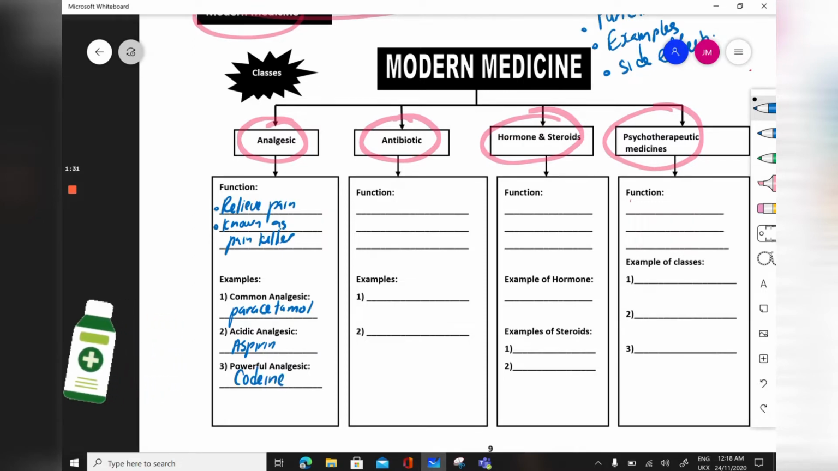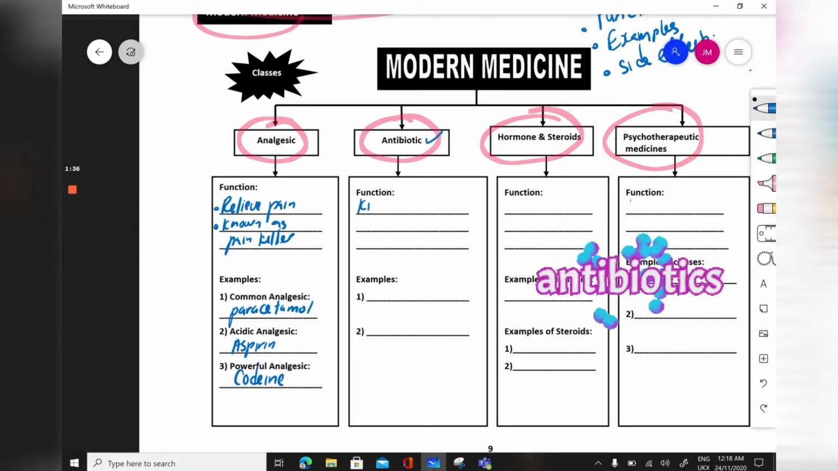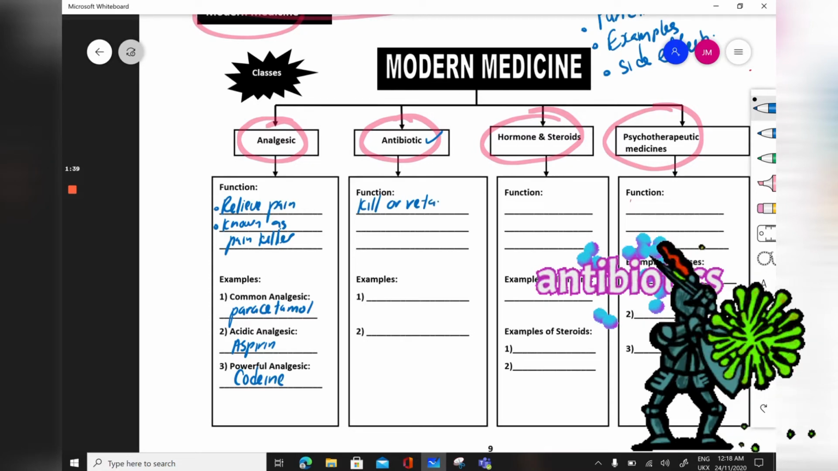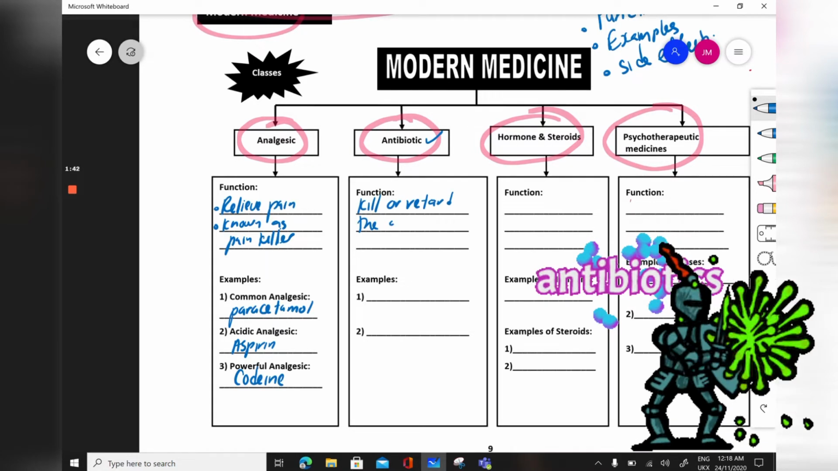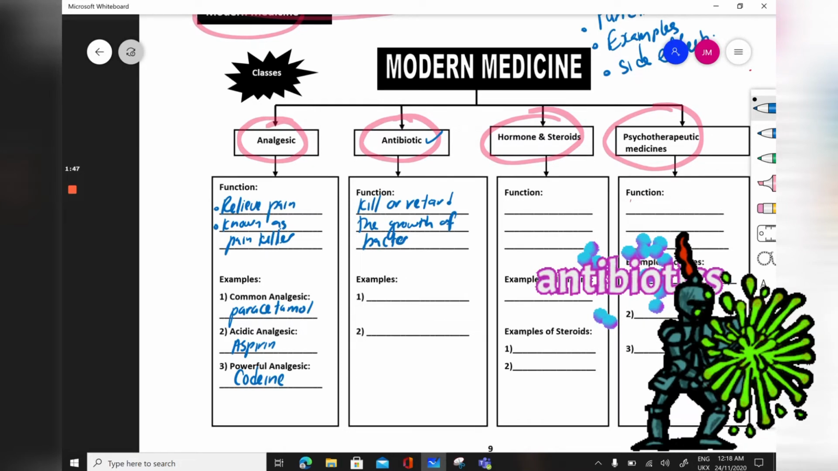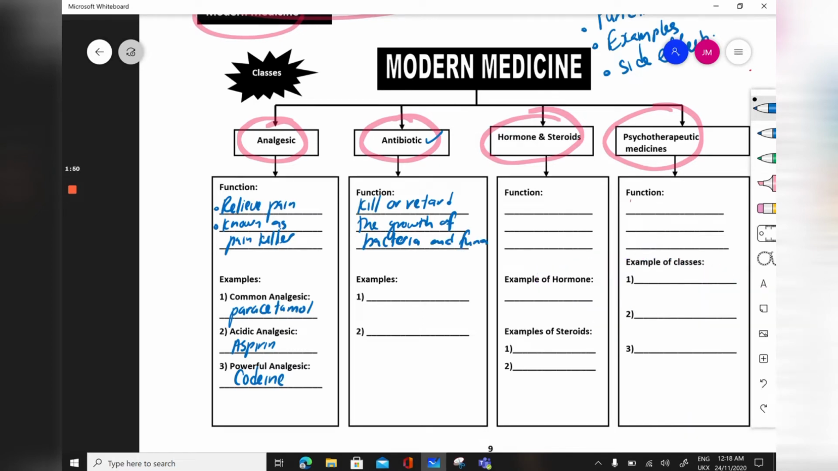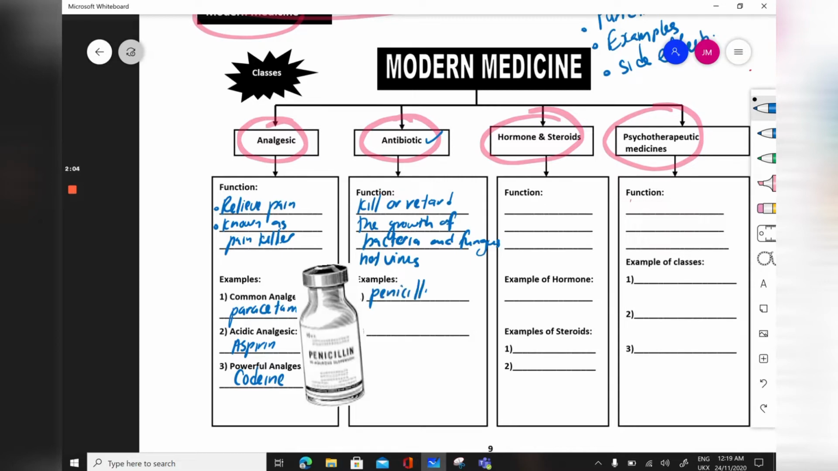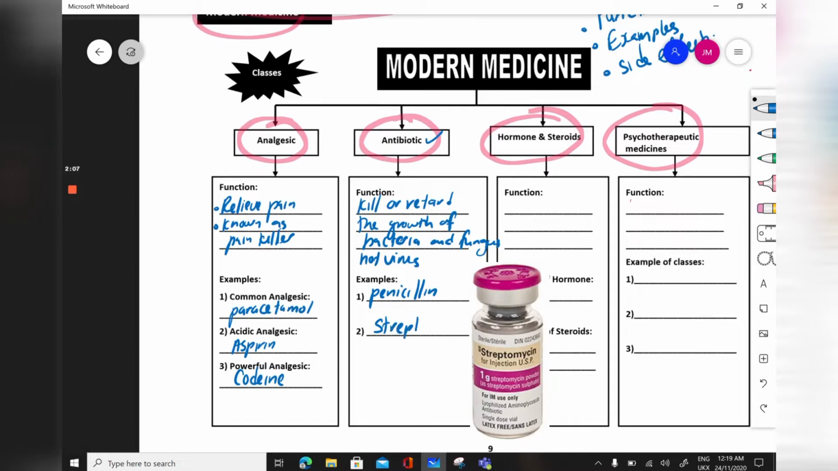Now we move on to the second class of modern medicine, which is known as antibiotic. This antibiotic is used to kill or retard or slow down the growth of bacteria and fungus. And you must remember, not virus. Antibiotic cannot be used to cure viral fever or viral infection. Examples of antibiotic: number one is penicillin, number two is streptomycin.